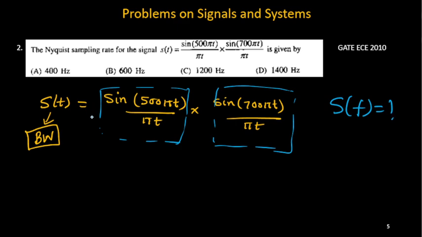Now, what is the bandwidth of the spectrum of this sinc function? Very easy to understand. Try to understand this thing. What is the meaning of this one? So sine 2 pi fc t upon pi t.